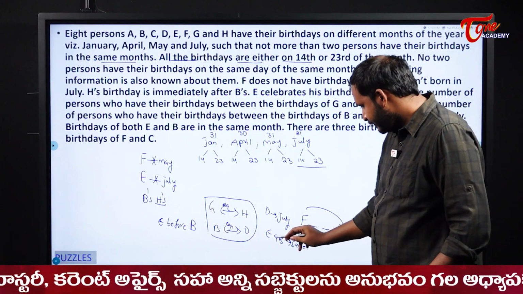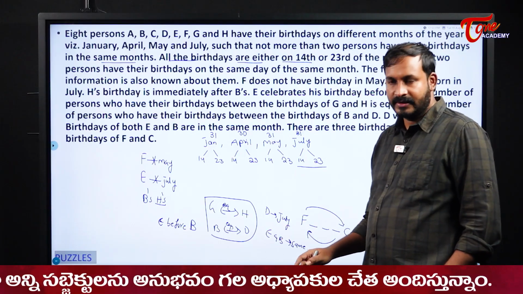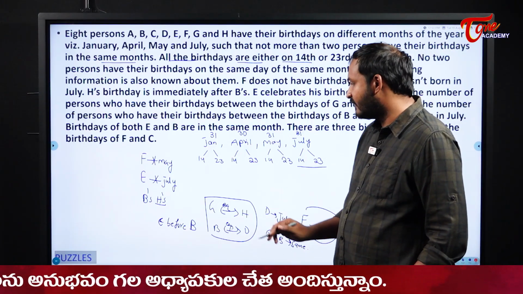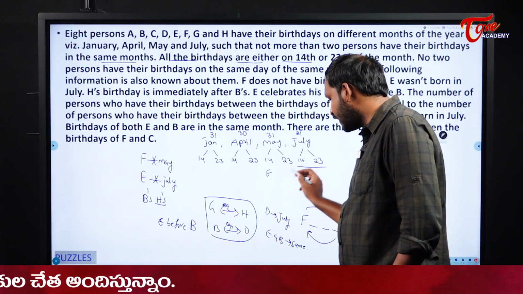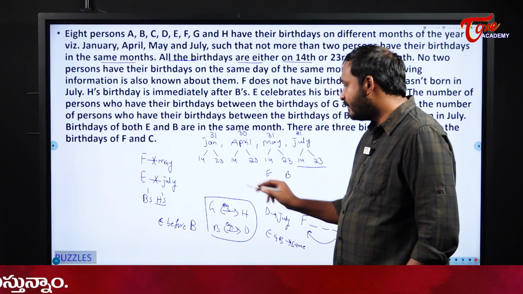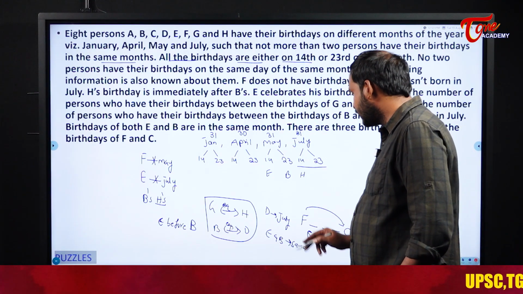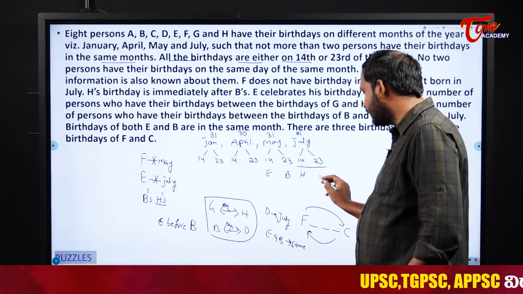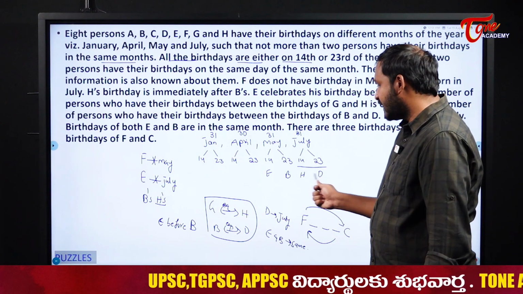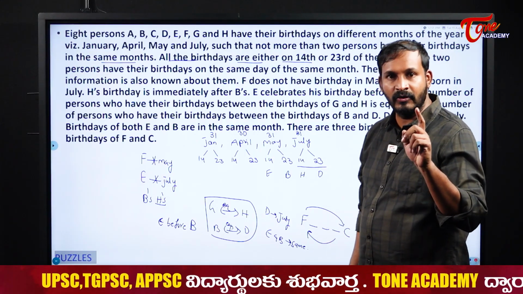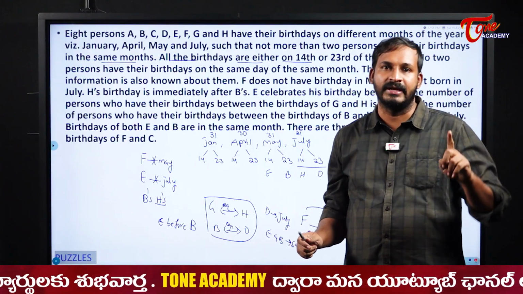So first, E and B belong to the same month, right? So E before B. So for the time being I will assume, after E I will take B in this month. And B's birthday is immediately before H's birthday, right? So H will come here. If July is this one, then D will come here. This is the assumption which we can make. One assumption, I am going with trial and error. So E and B, I am assuming that they are taking birth in the month of May.